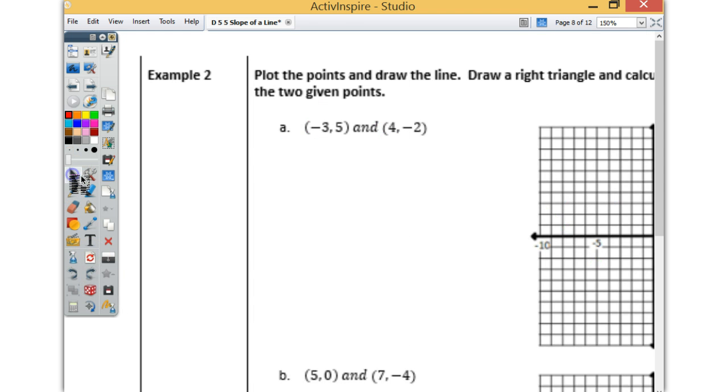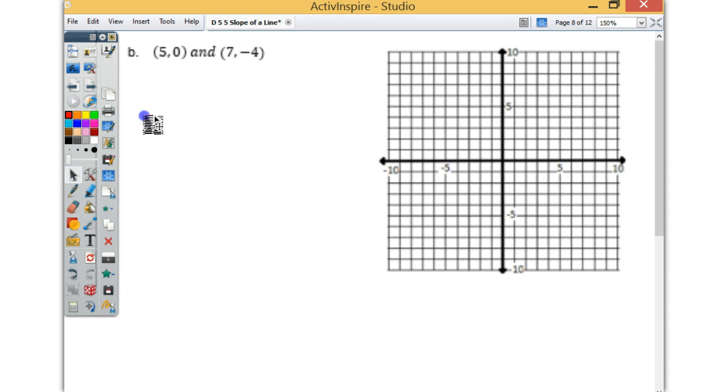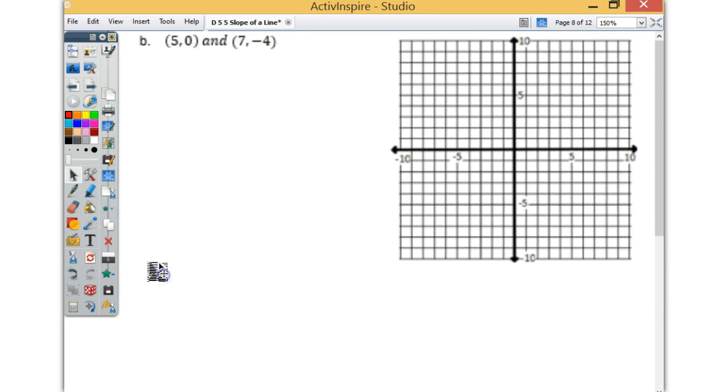All right, let's do B. I'm going to give you a few minutes to put the points on your graph, draw your line, and then tell me what your slope is. What does m equal?